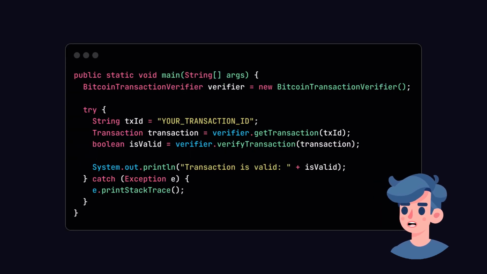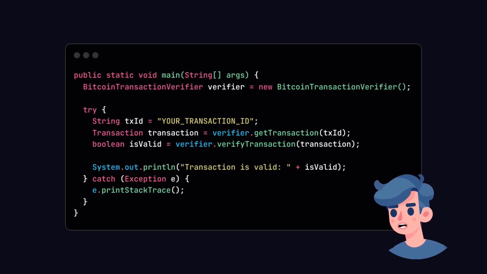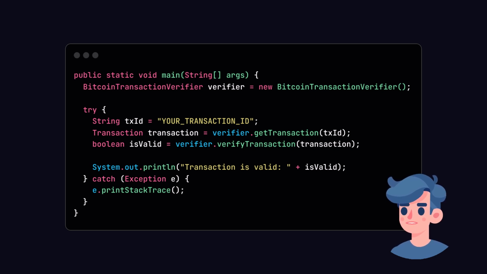Next, let's put everything together. We'll create a main method to retrieve and verify a Bitcoin transaction based on its transaction ID. Remember to replace your_transaction_ID with an actual test transaction ID.